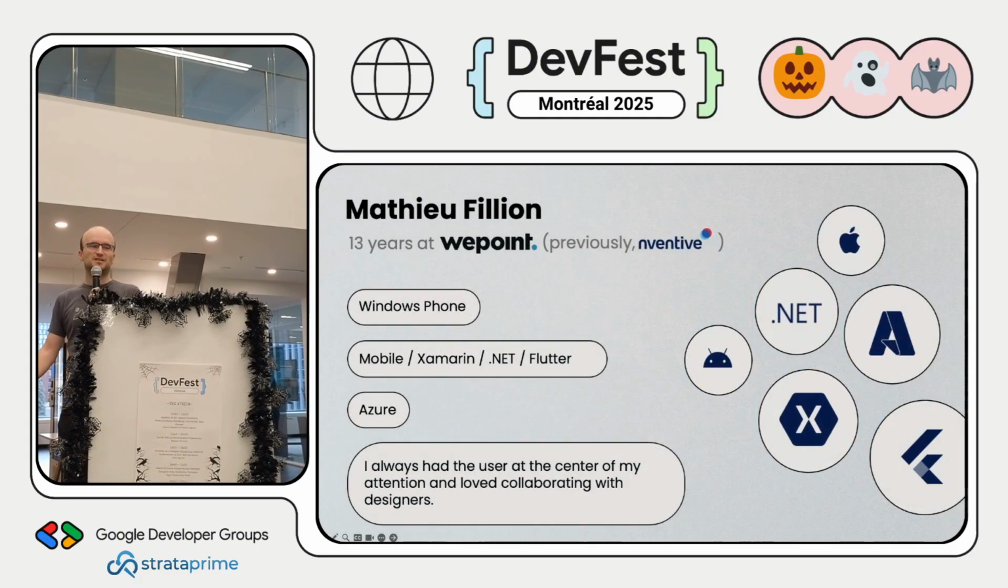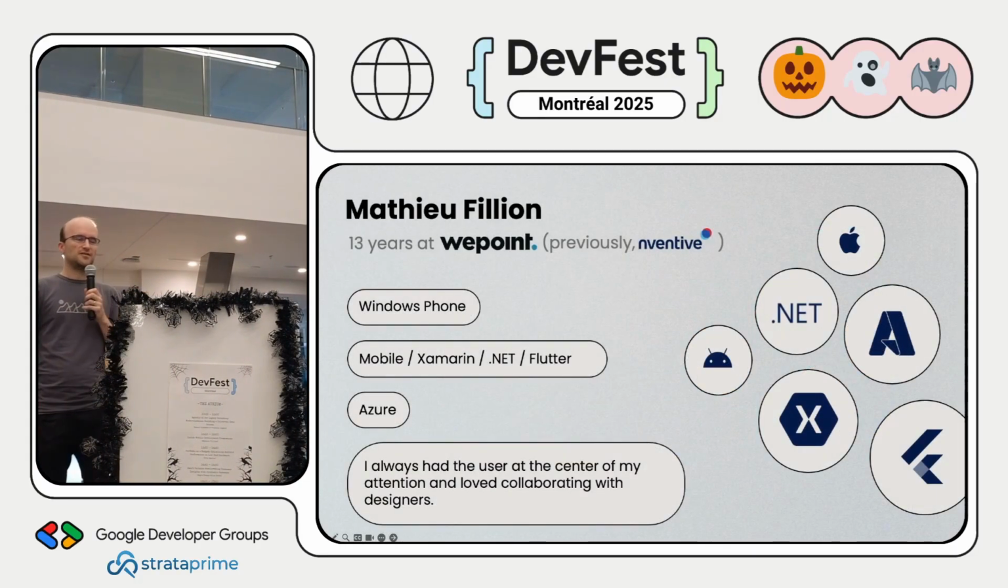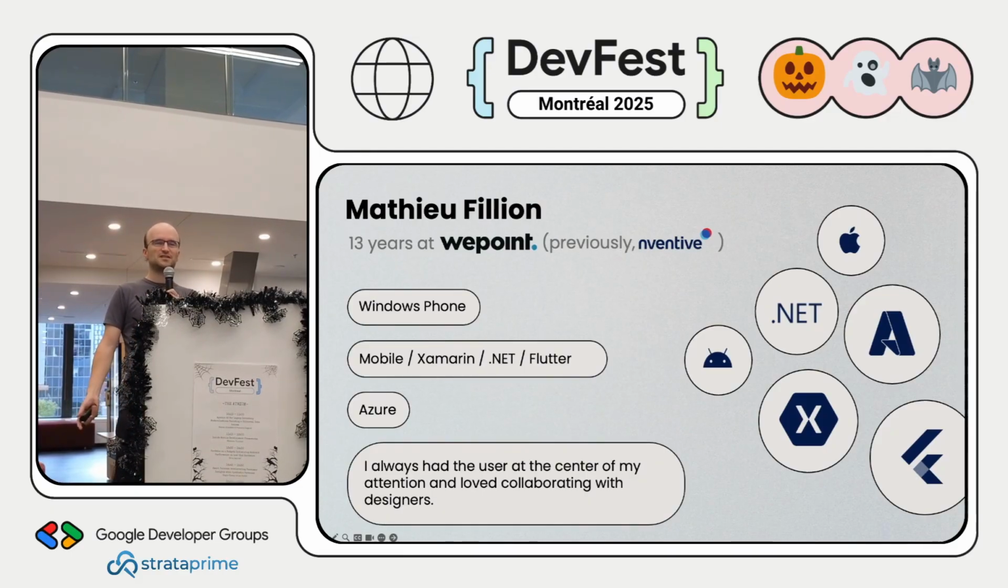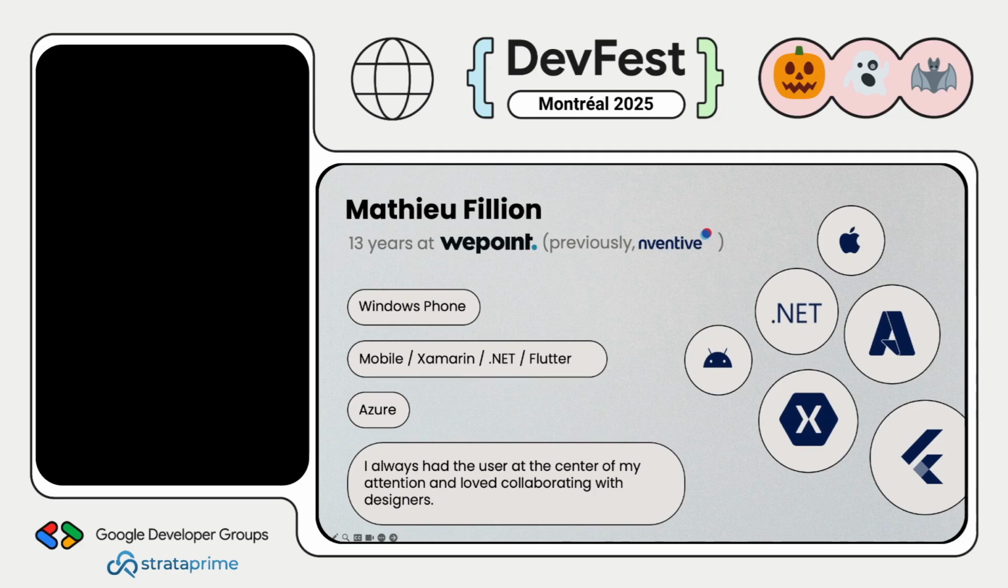I'll start by presenting myself. I'm Mathieu. Been working at WePoint, or previously you might have seen me as Inventive before. We recently changed brand. I've been a mobile developer and in software development for the past 13 years. Started with Windows Phone, which shows a little bit my age, but I've also worked in mobile, Xamarin, .NET, Flutter, a little bit of Azure and all of that.